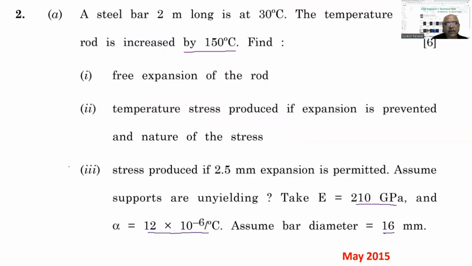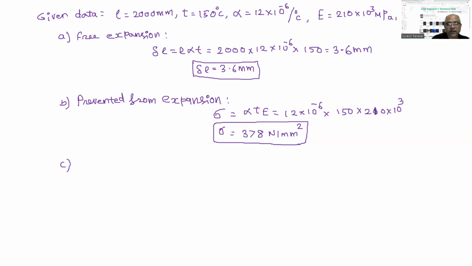In part C, they have asked for the stress produced if 2.5 mm expansion is permitted. Assume supports are unyielding. So 2.5 mm expansion is permitted. It means now what is delta L? Delta L equals 2.5 millimeters. Now we have to find out how much temperature is required for this.